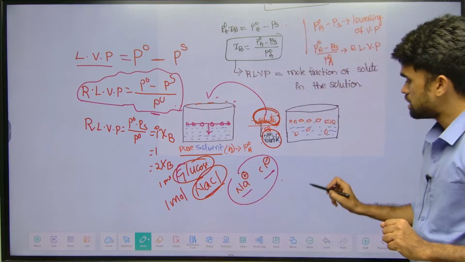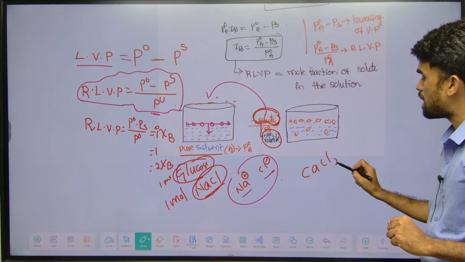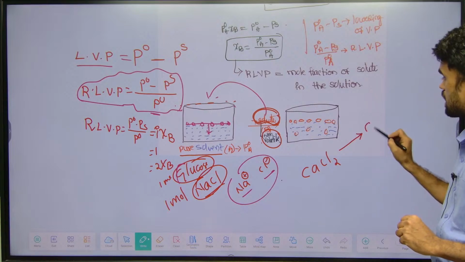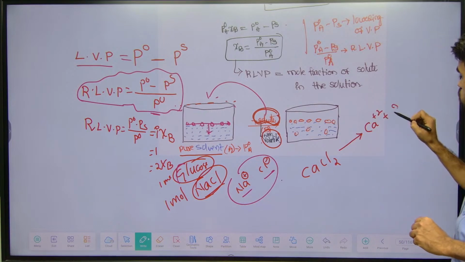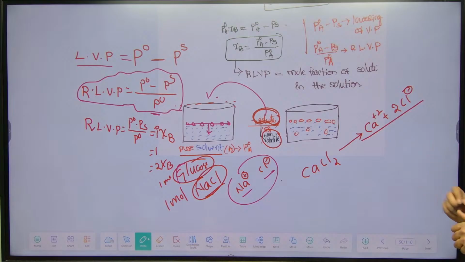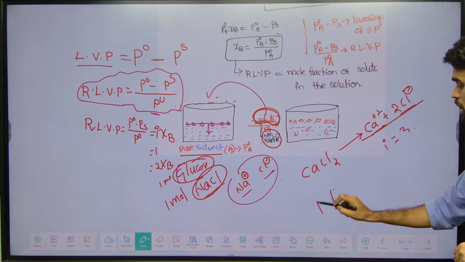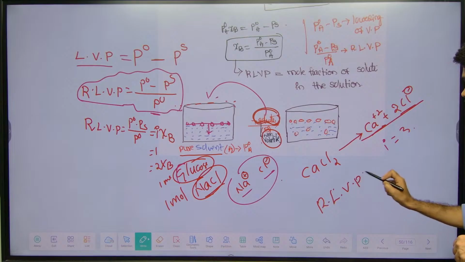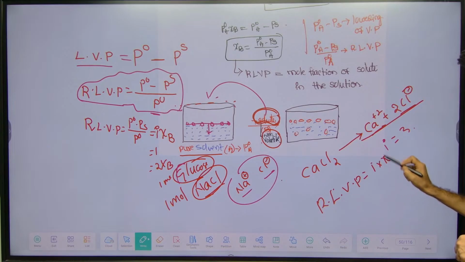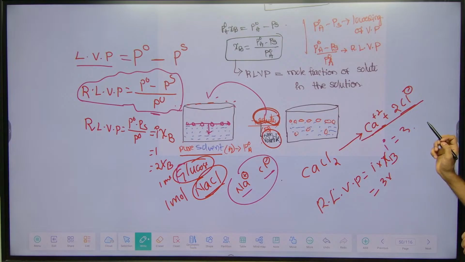If I add something like CaCl2, how many particles will it give you? Calcium 2 plus and 2 Cl minus. So how many particles do you see? 2 plus 1, 3 now. So the I value becomes 3. So now RLVP equals I into chi B, so it means 3 into chi B. Like that we need to take.